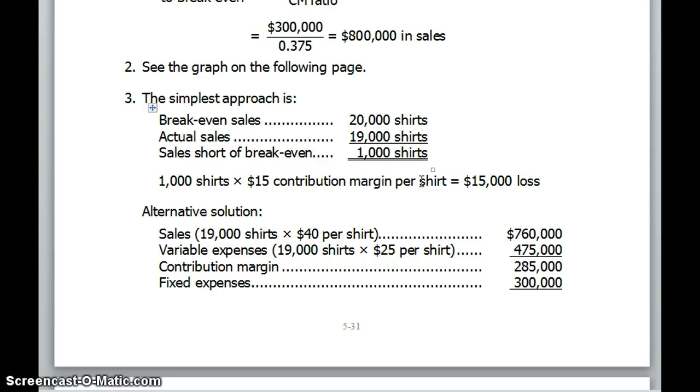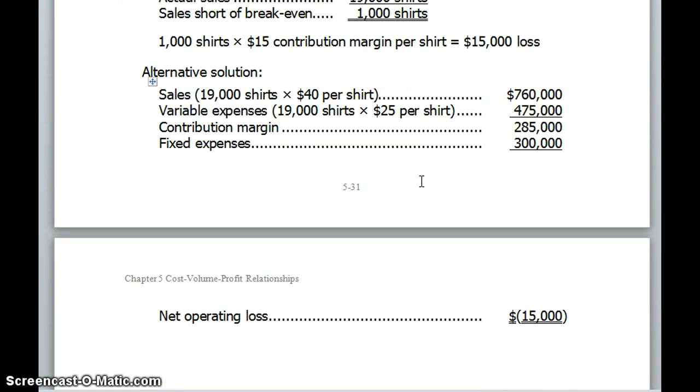Now, you could walk through a long-form solution by doing a contribution margin income statement and calculating sales revenue at 19,000 shirts to be $760,000, variable cost to be $475,000, which is simply the 19,000 shirts times $25 per shirt, and doing the math and coming up with contribution margin of sales less variable expenses of $285,000. Then subtracting your fixed cost of $300,000 to come up with a net operating loss of $15,000.